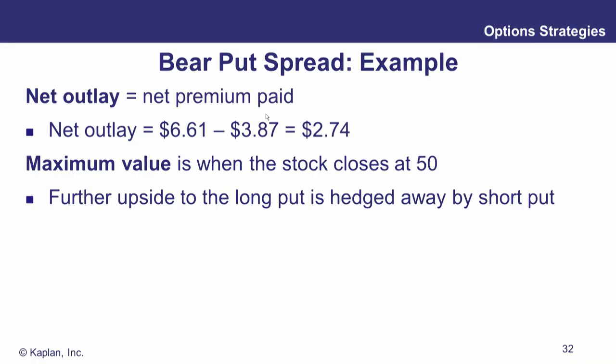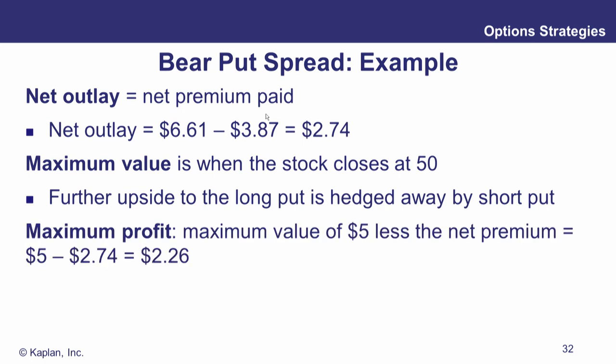Further upside to the long put is hedged away by the fact that we've shorted a put at the lower strike, which starts losing money at that stage. Maximum profit, 226, we agreed with that. You could very well say you get the $5 from going between the strikes, because that's the difference between the two strikes, but you also have to pay the net premium. So you could just quickly get there. That is the same as what we were saying for a bull call spread earlier.